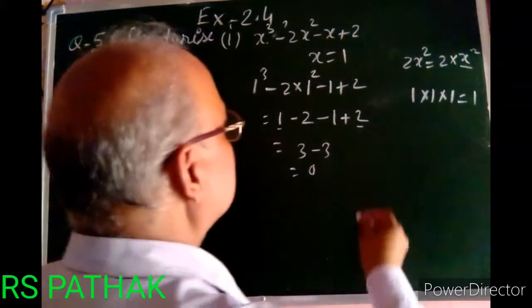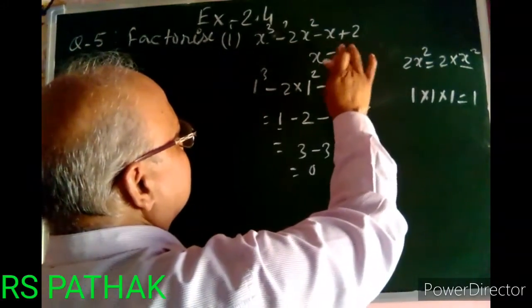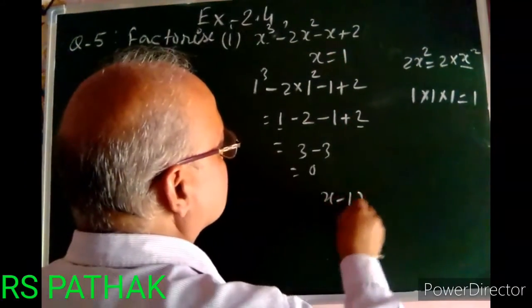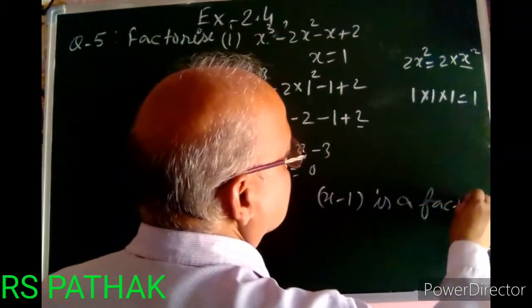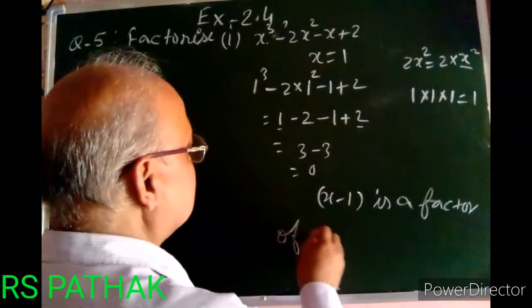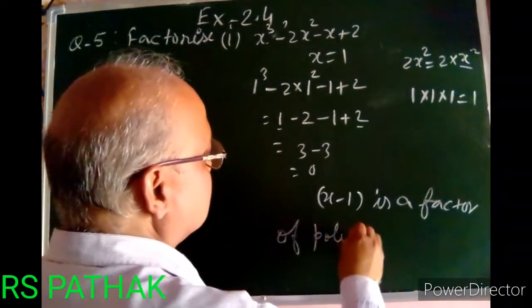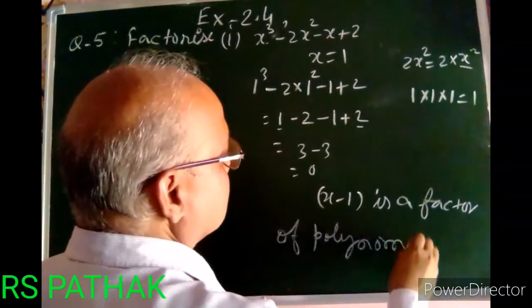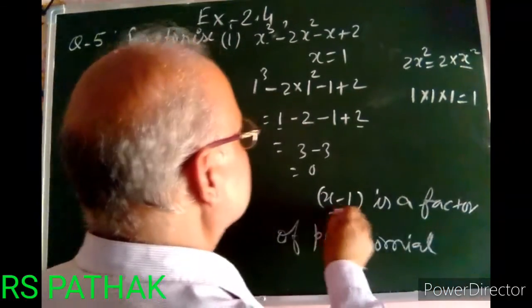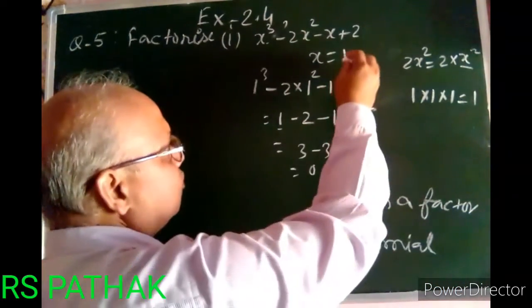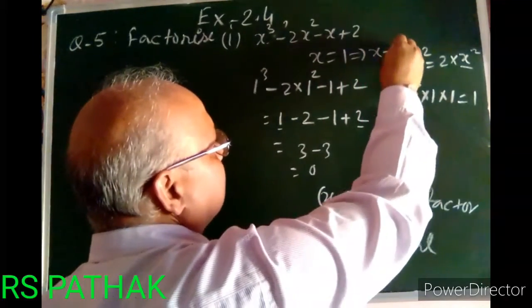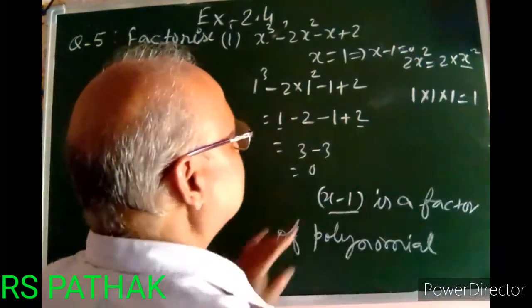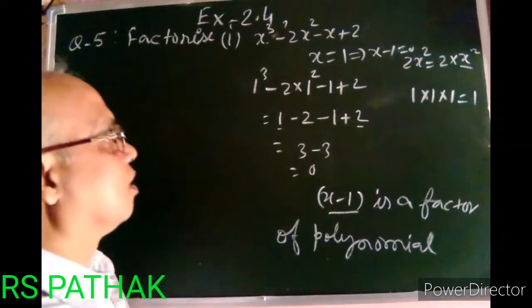Meaning that x minus 1 is a factor of the polynomial. X minus 1 is a factor of the polynomial. X equal to 1 means x, here 1 will come to this side, it will become minus 1, equals 0. Therefore, x minus 1 is a factor of this polynomial.